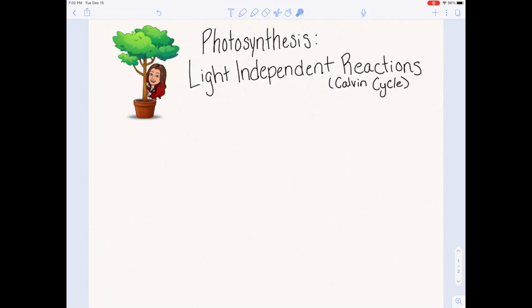Hello students and subscribers. This video is going to go over the light-independent reactions, sometimes called the Calvin cycle. So we've already gone through all the steps we needed for our light-dependent reactions, and so now we're going into our light-independent reactions. So a little bit of a reminder for where this occurs.